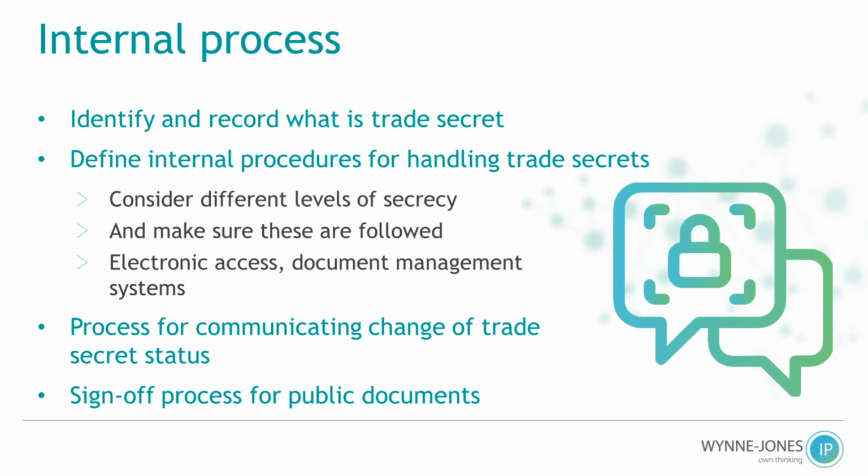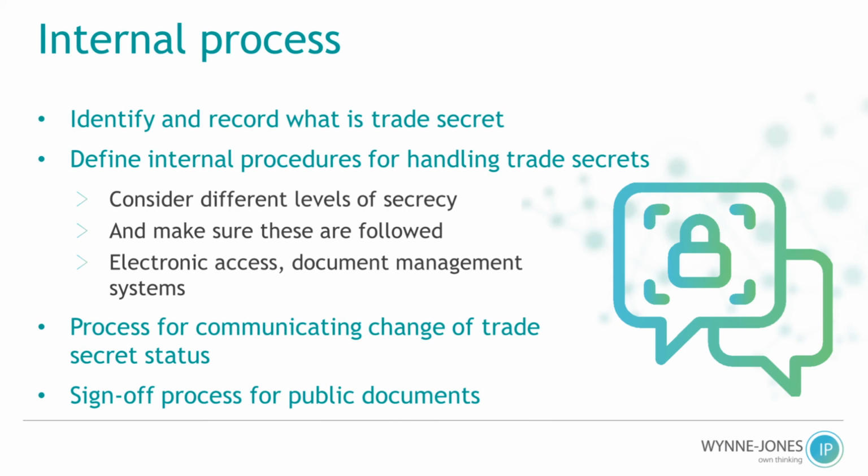Having identified those, we then move on to the what to do question. You need the internal procedures for handling trade secrets. And in those you might consider different levels of secrecy. Are there some things that actually need very restricted handling within an organisation, limited to only a few people? Or are these things that can circulate freely within an organisation but should not pass outside?